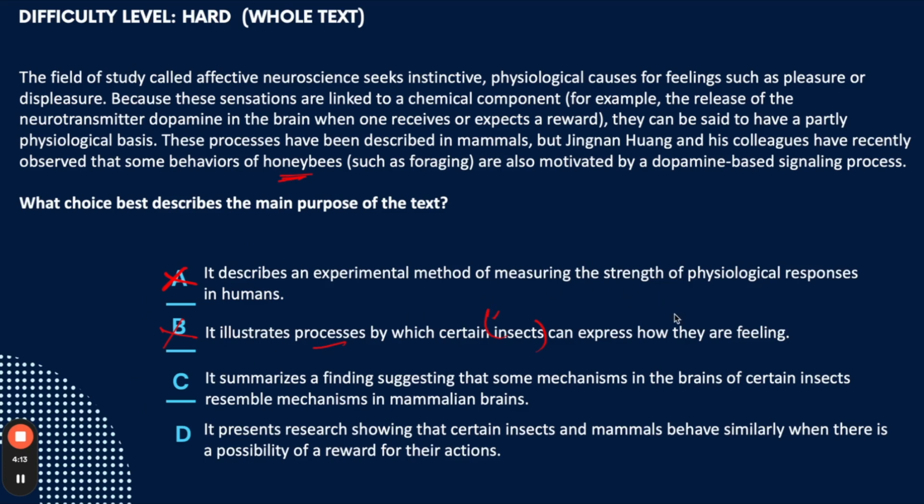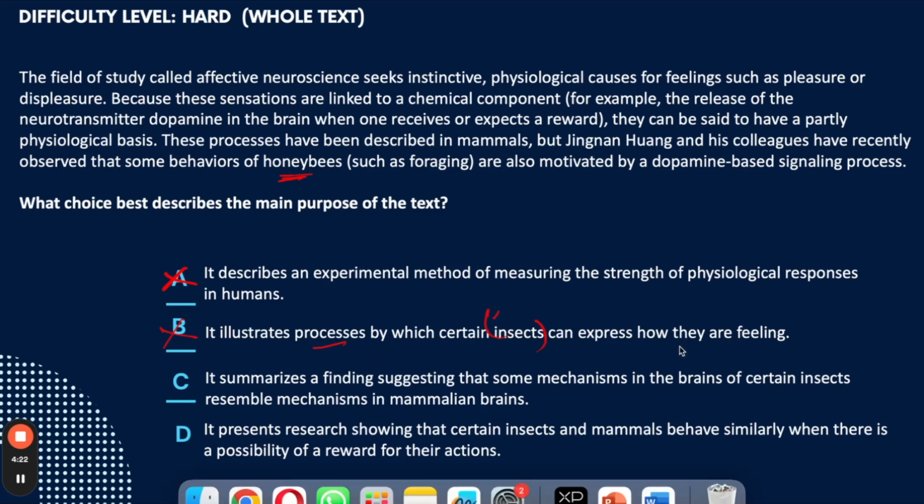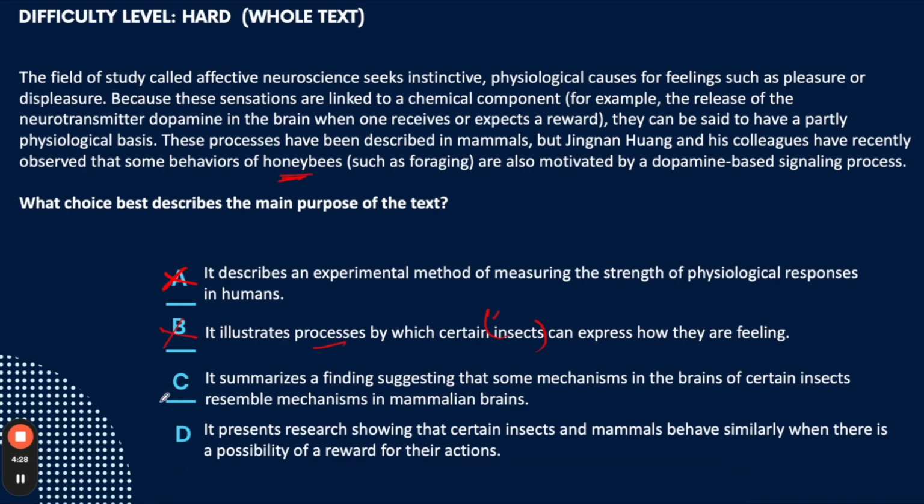Let's look at C now. It summarizes a finding suggesting that some mechanisms in the brains of certain insects resemble mechanisms in mammalian brains. Now, this definitely sounds correct. The reason being that it is accurately capturing the main purpose of the text, which highlights that similar dopamine-based mechanisms are found in both mammals and honeybees. It is summarizing the whole connection between these processes in different species. So I like this option as of now.